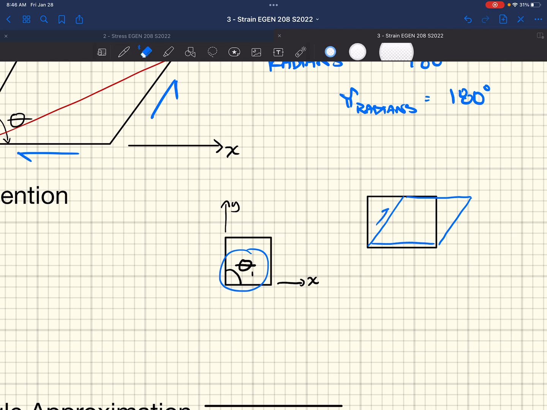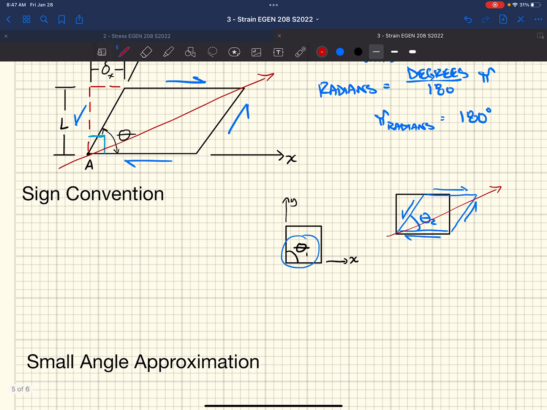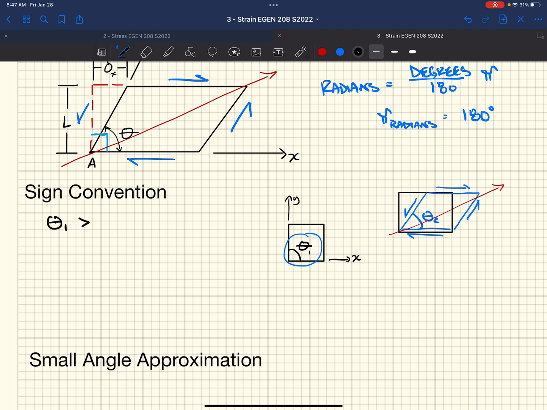Oops, did that wrong. It goes like this. This is our theta 2. Theta 1 becomes theta 2 based on some applied stress or force, a shear force in our case. If we put a positive shear stress, distorting it up and to the right, theta 1 is greater than theta 2, and if that's the case, our gamma is positive. So this would be a positive shear strain.